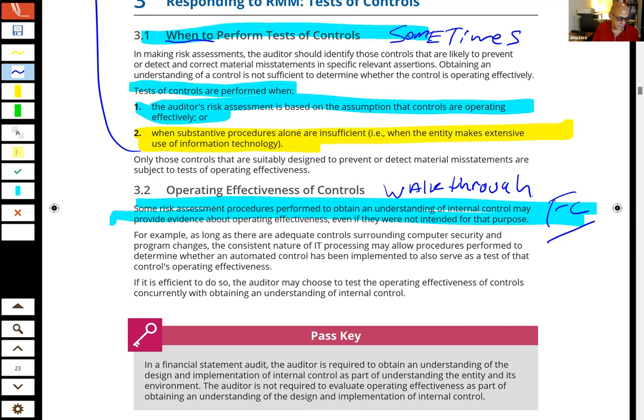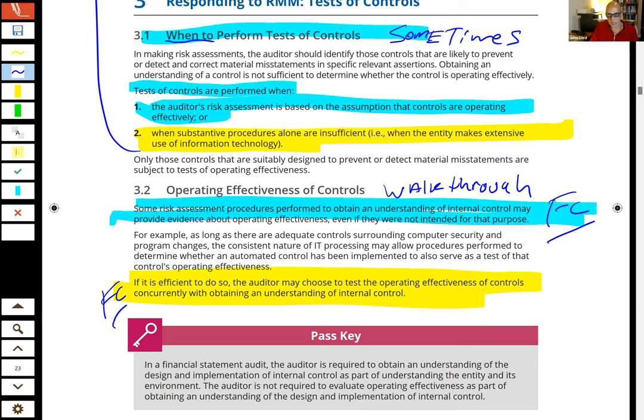That's what that is saying, okay? And if it is efficient to do so, you could test the operating effectiveness of the controls concurrently with obtaining the understanding. So even though I'm showing it sort of as, you know, you do this, then you do that, you can combine those things.